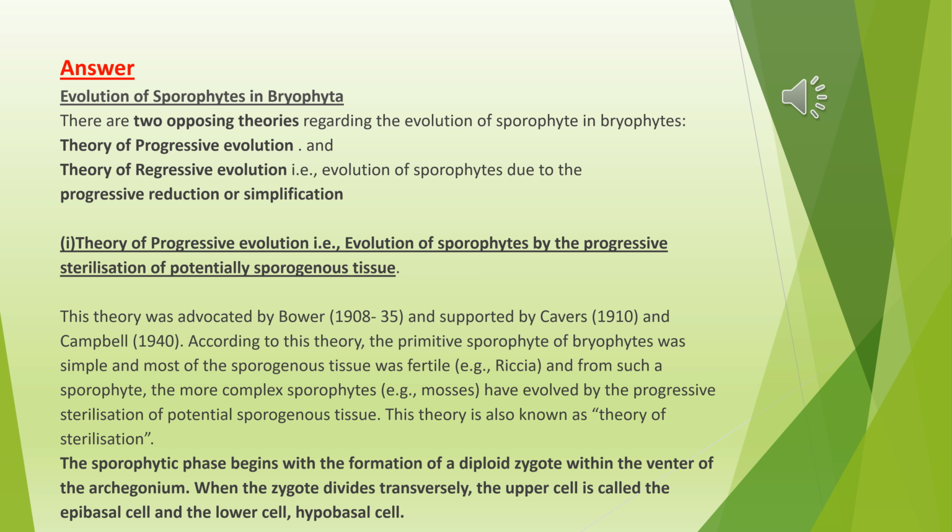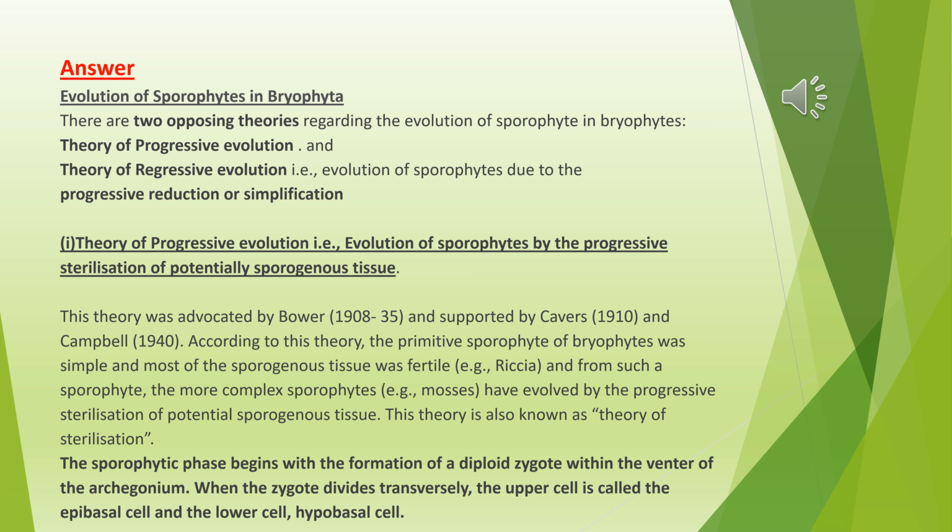The theory of progressive evolution, and 2. The theory of regressive evolution, that is, the evolution of sporophytes due to progressive reduction or simplification. Now first we deal with the theory of progressive evolution, that is, the evolution of sporophytes by the progressive sterilization of potentially sporogenous tissue. Now, who supported the theory?